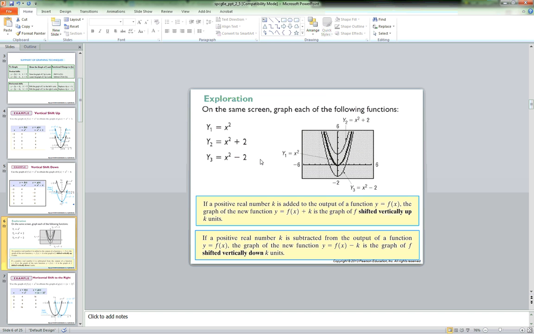Just to reiterate, when you take your function and you add a positive real number, it shifts it up. When you take your function and you subtract a real number, it shifts it down that amount of units. So if you have your parent function, you add 2, it moves you up 2. Your parent function, you move it down. And this works for not just squares, but square roots, absolute value, linear functions. This works for every function.